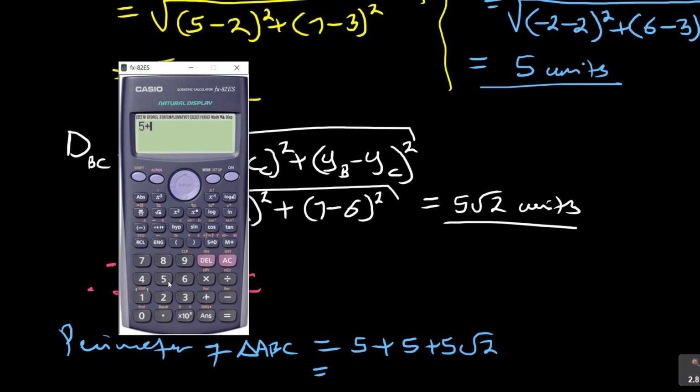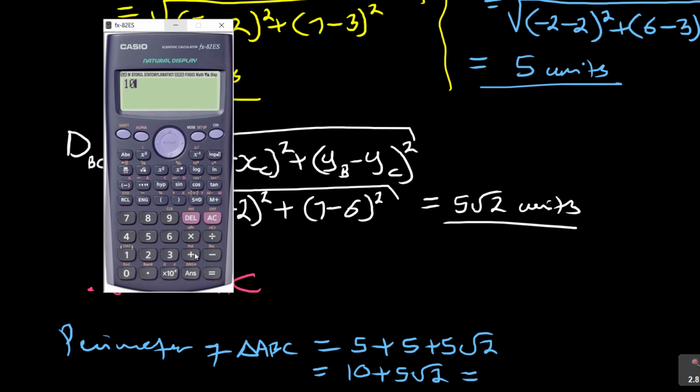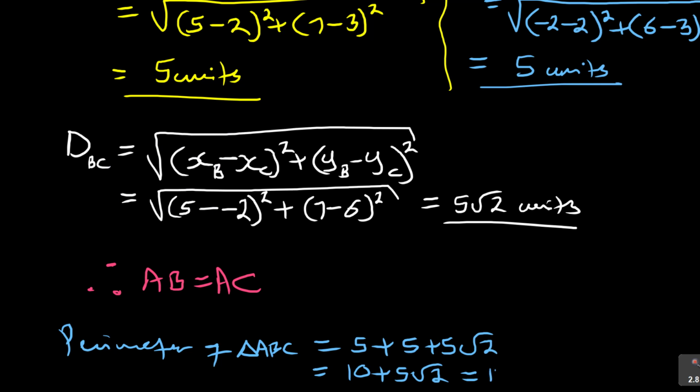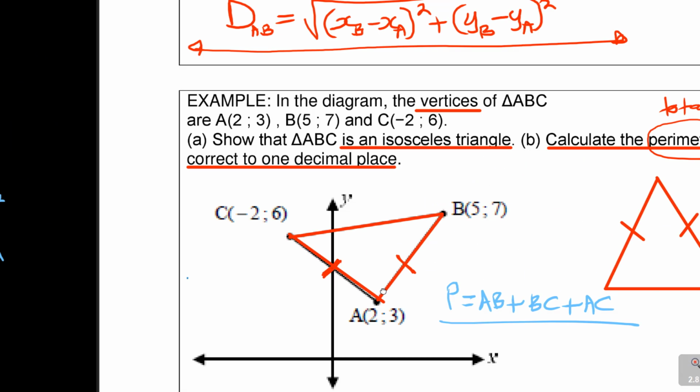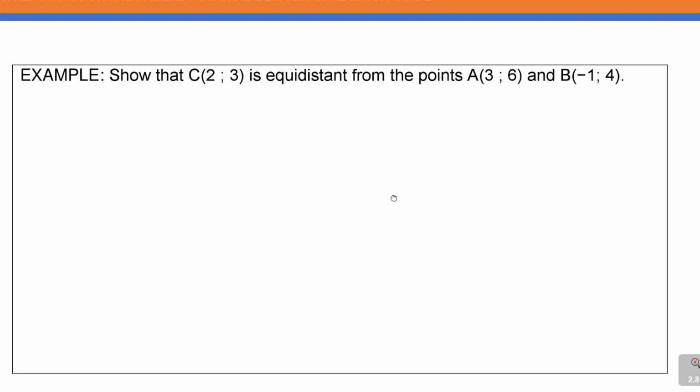So when you do that, you say 5 plus 5 plus 5 square root 2. And what does it give us? 10 plus 5 square root 2. You might want to simplify that: 10 plus 5 square root 2 is equal to, to 2 decimal places, 17.07. This is whatever unit they give you. So this is now the perimeter, which is the distance around the shape. So guys, that's what you use when you're looking at the distance formula. Let's look at a few examples and how they bring about these questions.